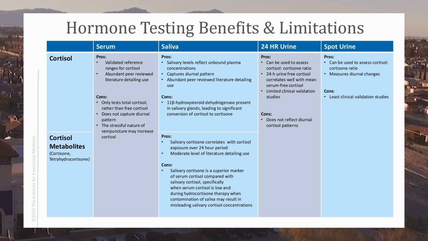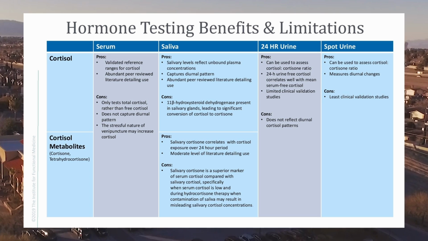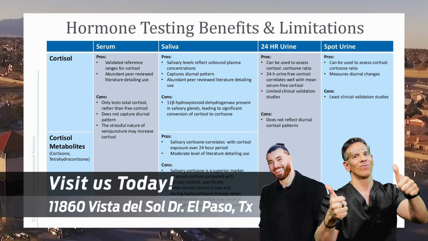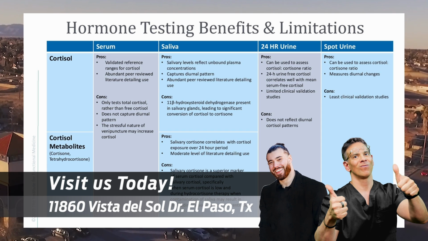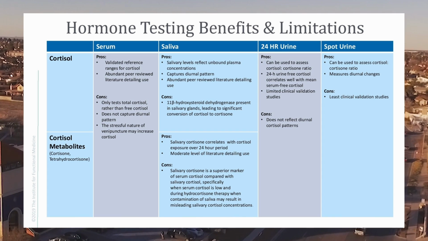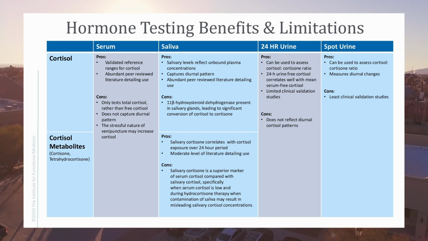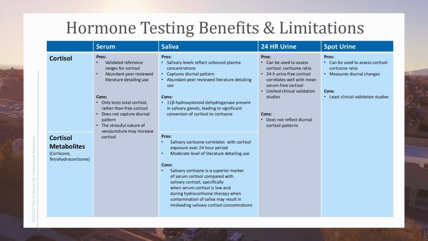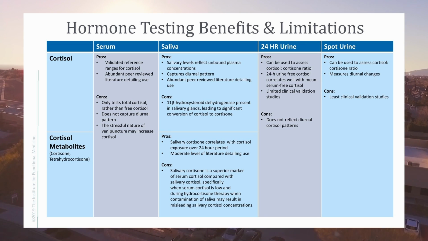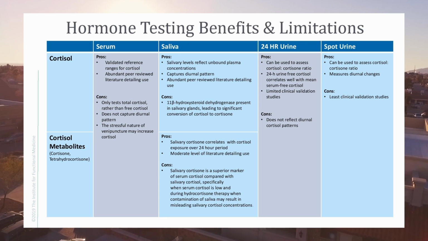So let's move on to the urine testing. Now, in a 24-hour urine test, you're going to be able to assess the cortisol to cortisone ratio, which can be helpful. And a 24-hour free cortisol correlates with the serum free cortisol level, the mean level. So that's nice. The only problem is there's kind of limited clinical validation studies for this. And obviously in the 24-hour urine, you're not getting a diurnal cortisol pattern at all.